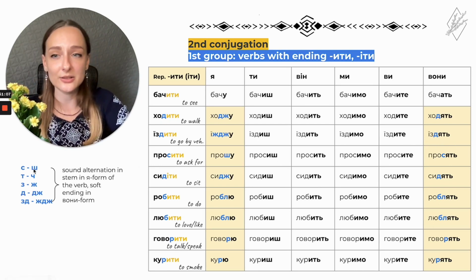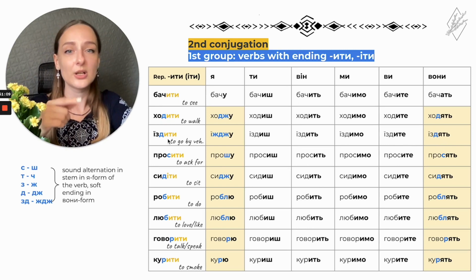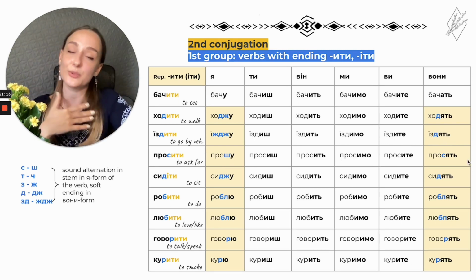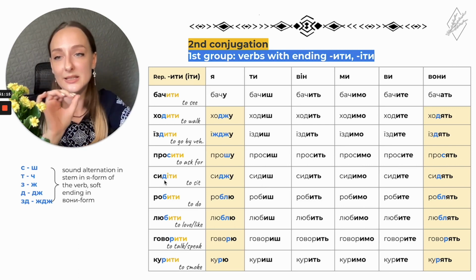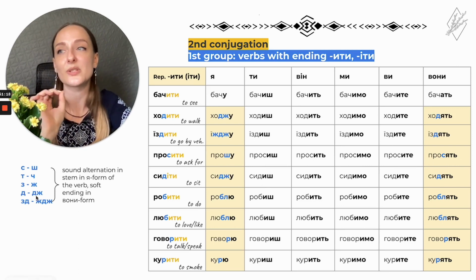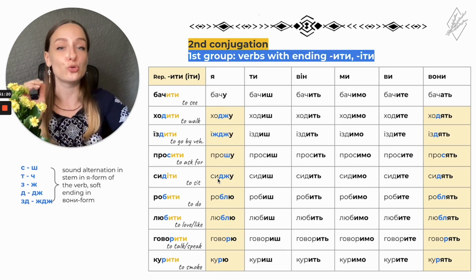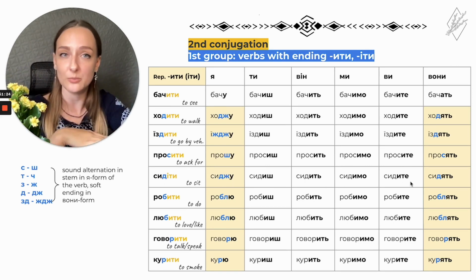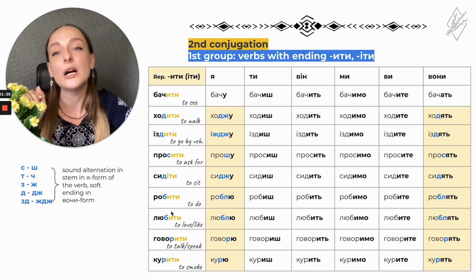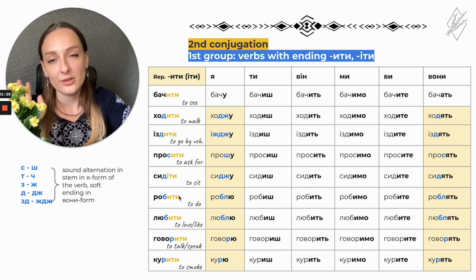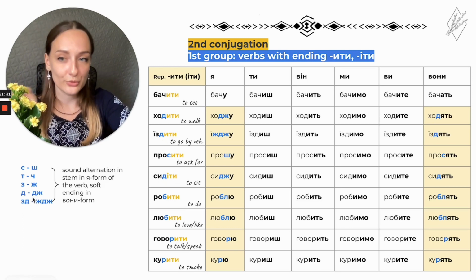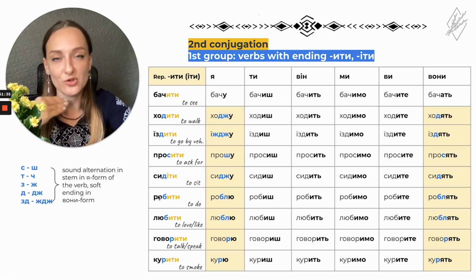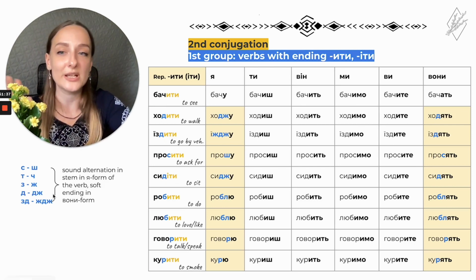Просити, с we replace with ш. Я прошу, ти просиш, він просить, ми просимо, вони просять. Сидіти, д will be replaced with дж. Я сиджу. Ти сидиш, він сидить, ми сидимо, and so on. So these were the verbs that follow this rule. As you can see, there are not so many of them. You can remember just these forms without memorizing the rule.